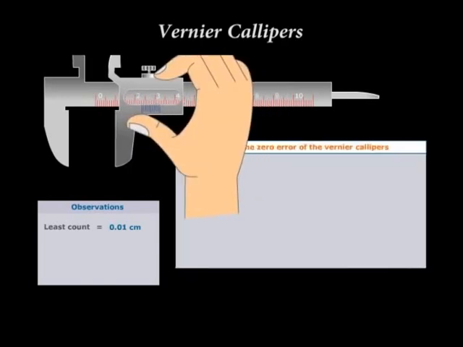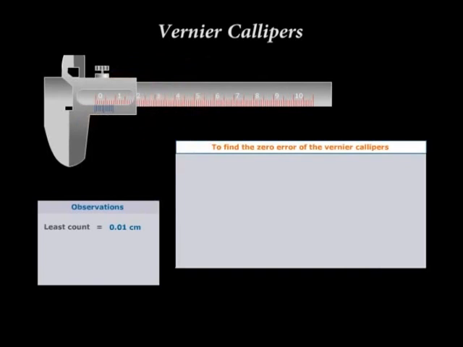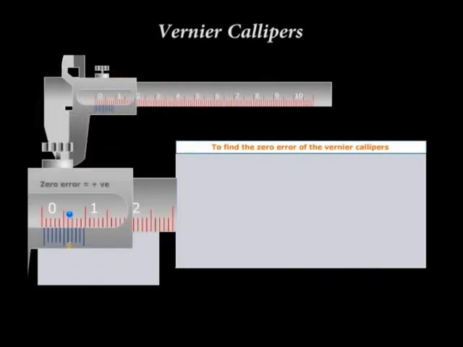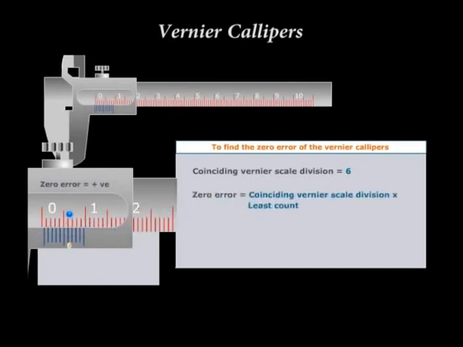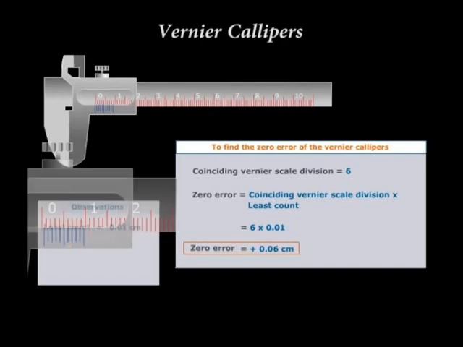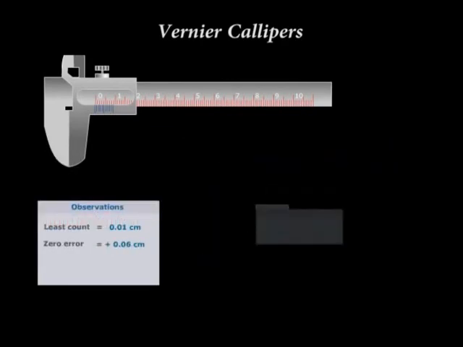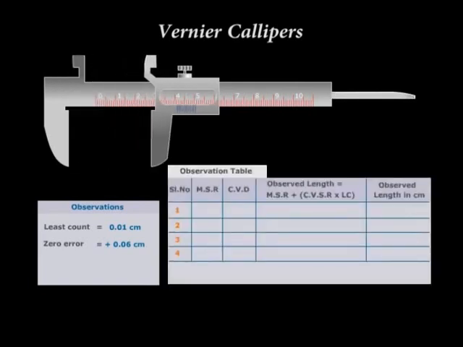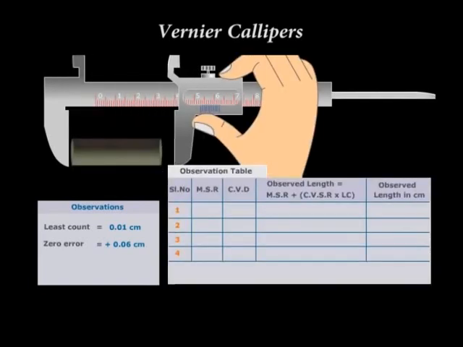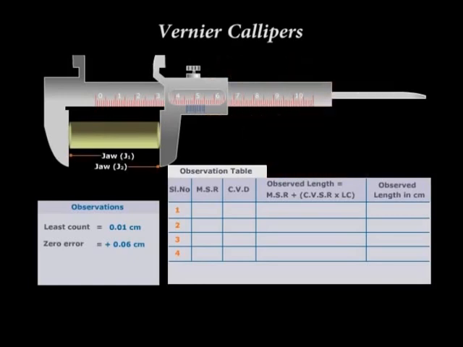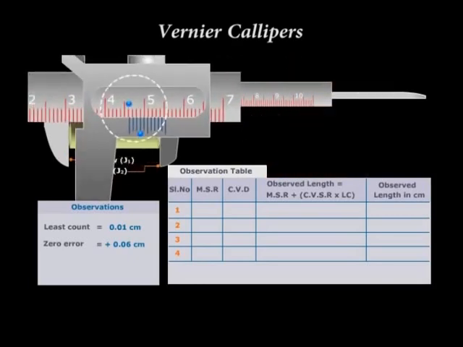Then we check whether it has a zero error. It does have a positive zero error. Coinciding vernier scale division is 6. Zero error is equal to 6 times 0.01, and that is equal to plus 0.06 centimeters. We fix the rod between jaws J1 and J2. Main scale reading is 4.6. Coinciding vernier scale division is 3. Calculating.